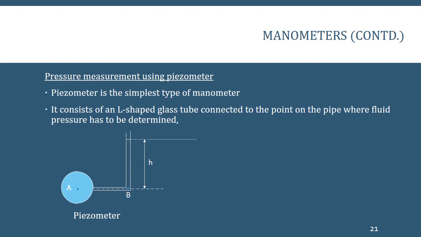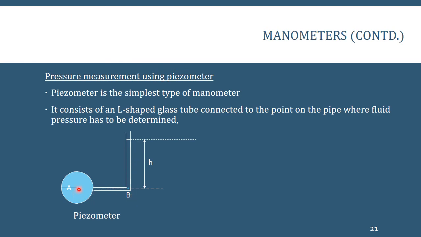Okay, so the piezometer is the simplest type of manometer. It consists of an L-shaped glass tube connected to the point where fluid pressure has to be determined. And so I'm going to connect this L-shaped piezometer to the cross section of the pipe. I want to measure the pressure at point A. Now the fluid from the pipe is going to flow into the piezometer and rise into the vertical limb of the piezometer. Let us say that the fluid rises up to a height equal to h.